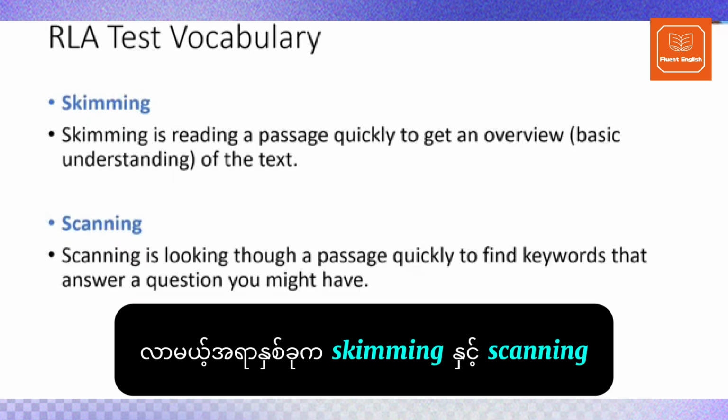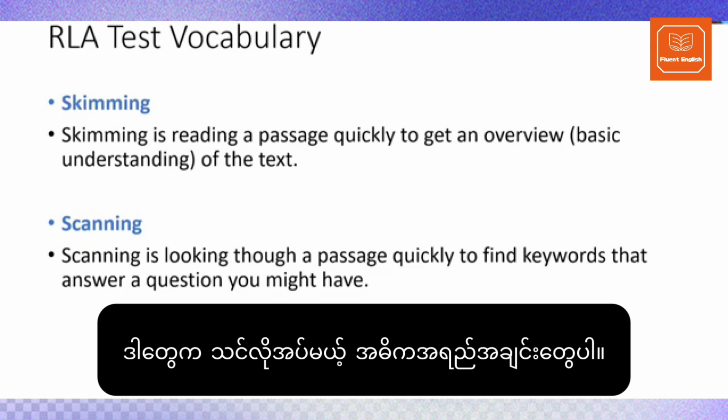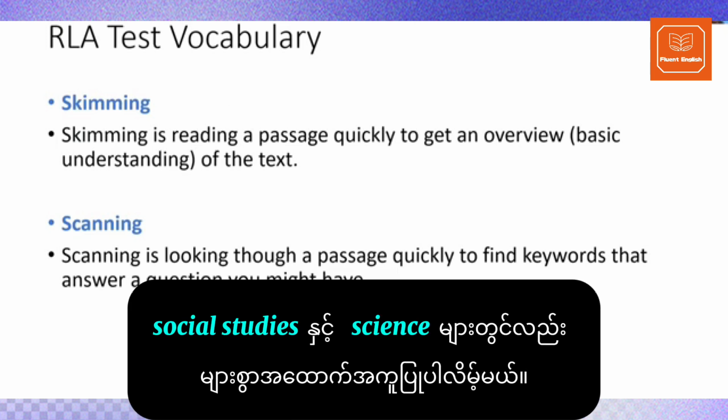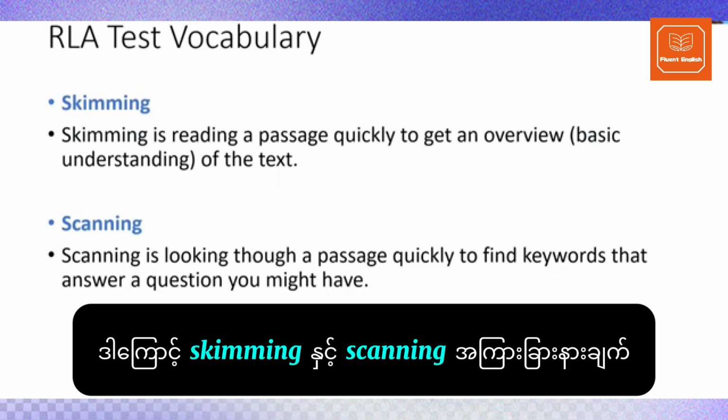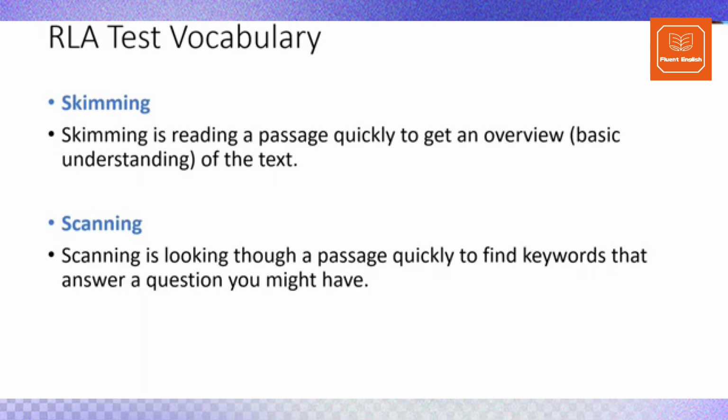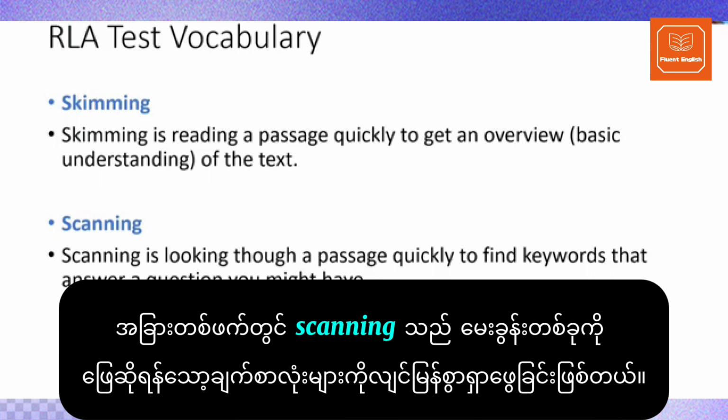So, the next two things, skimming and scanning, these are key skills that you'll need, not just for the RLA test, it will help you a lot in social studies and in science as well. So, the difference between skimming and scanning. Now, skimming is reading a passage quickly to get an overview or a basic understanding of the text. Scanning, on the other hand, is looking through a passage quickly to find keywords that answer a question you might have.